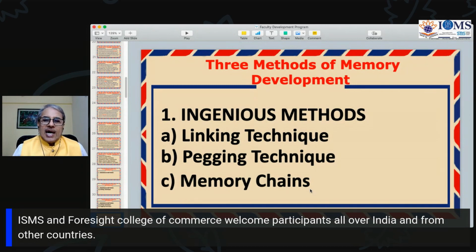The third technique of improving memory is called the memory chains technique. Teachers may be wondering how I can use this memory chain very effectively. For example, when we were young, a very innovative, very creative teacher. I repeat, if you are not innovative, you are not creative in teaching, you cannot be called a dynamic teacher. You must be very, very creative. You must have your own technique of teaching.